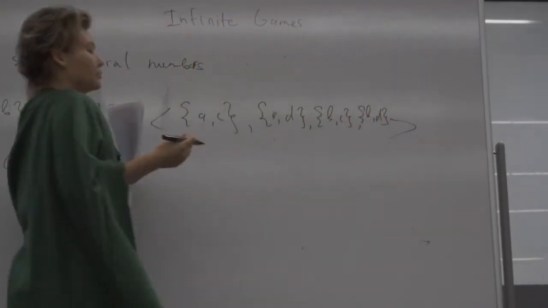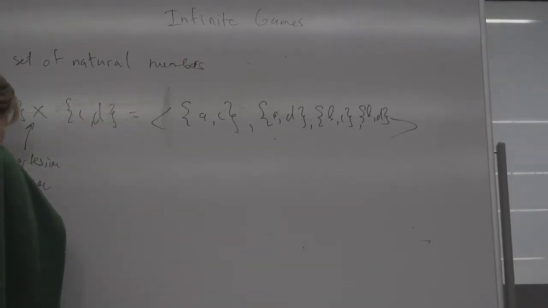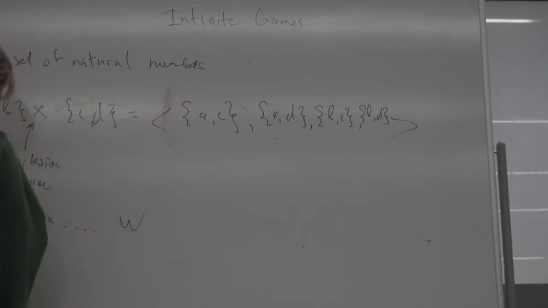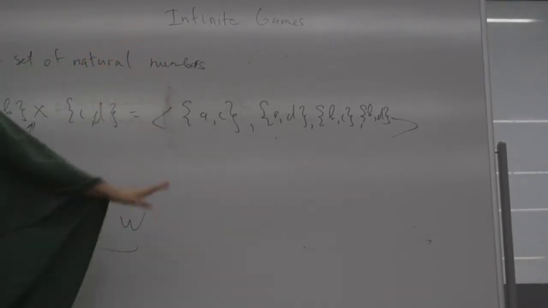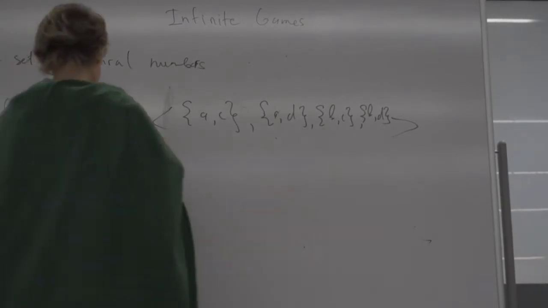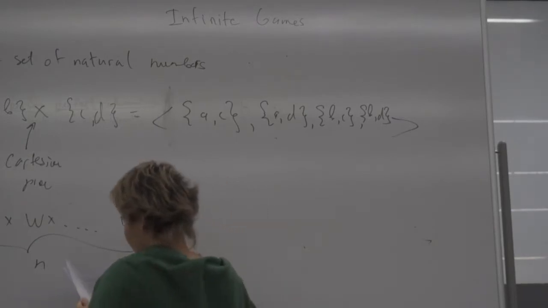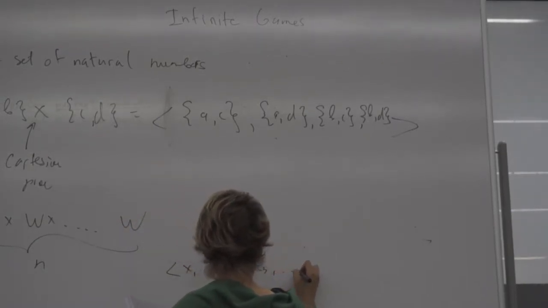So when it comes to the Cartesian product of two real lines, that's the plane. And you can do that a lot of times. So if you take this n times, you would get combinations of n natural numbers. That's understandable. Okay, so what would we denote it by? A sequence of that: x1, x2, x3, ..., xn.